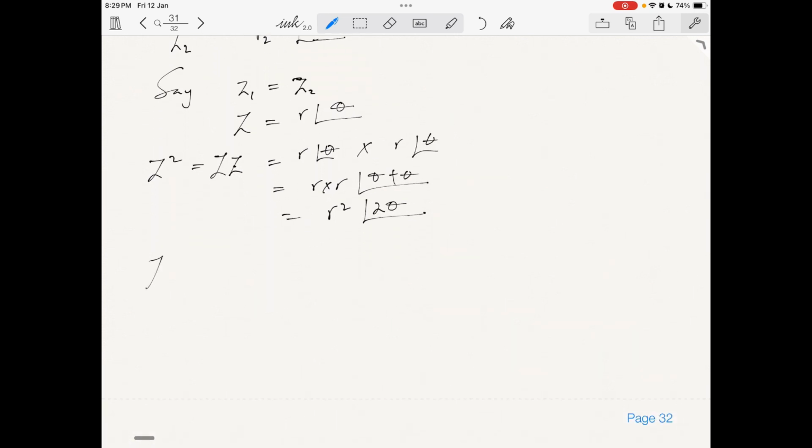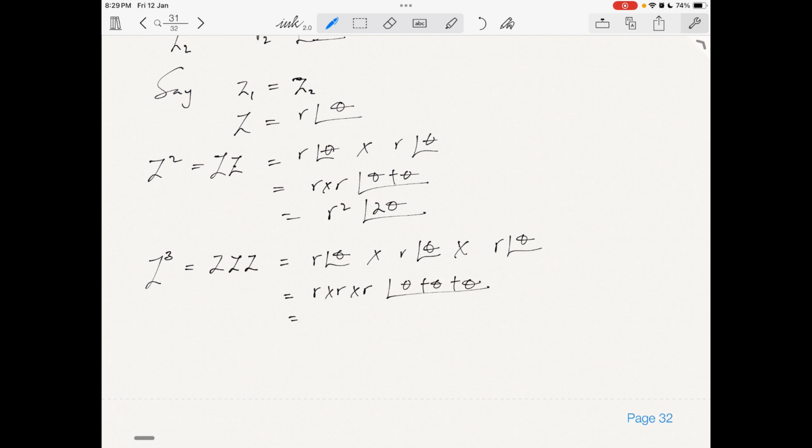Also, z raised to power 3 is z multiplied by z multiplied by z, which is r argument theta multiplied by r argument theta multiplied by r argument theta. And this will give us r multiplied by r multiplied by r, argument theta plus theta plus theta. So this will give us r raised to power 3 argument 3 theta.